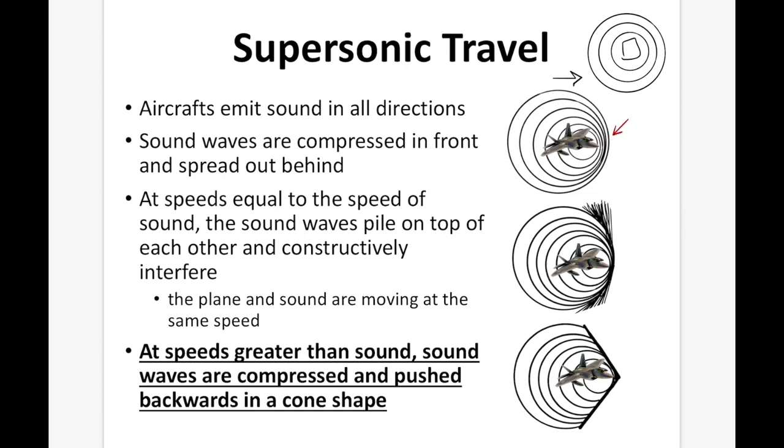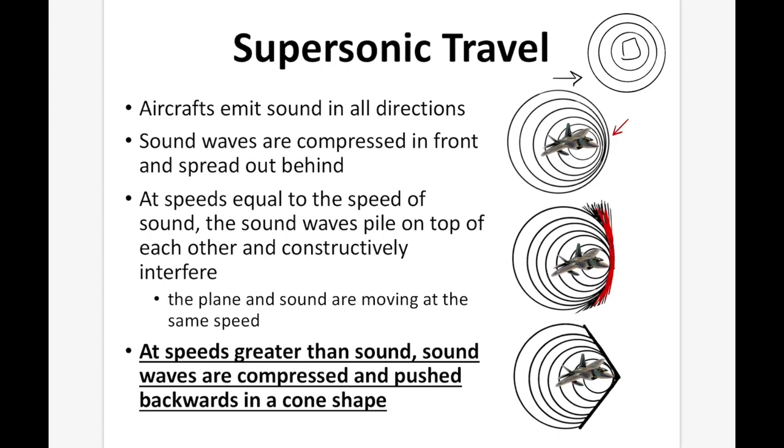At speeds equal to the speed of sound, the sound waves pile on top of each other and constructively interfere. So you're just getting a whole bunch of sound waves all being piled right on top of each other right here. So you kind of get this line of sound waves extending up and down. At this point, the plane and the sound are moving at exactly the same speed. So every time the plane emits a sound, it's going to catch up to it and then emit another sound right on top of the previous one.